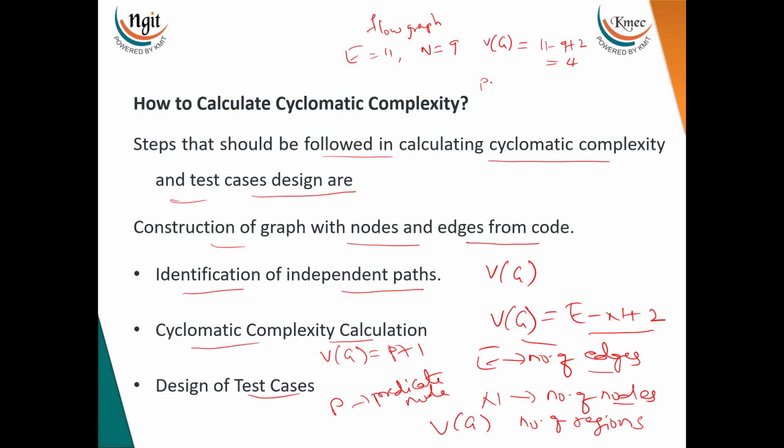Now predicate nodes, let us take. So predicate nodes P is 3. Now V of G becomes what? As I said earlier, V of G equal to P plus 1. That is predicate nodes plus 1. So 3 predicate nodes plus 1 is equal to 4. So now regions are 4. Thus the cyclomatic complexity is 4. That means 4 independent test paths are required.